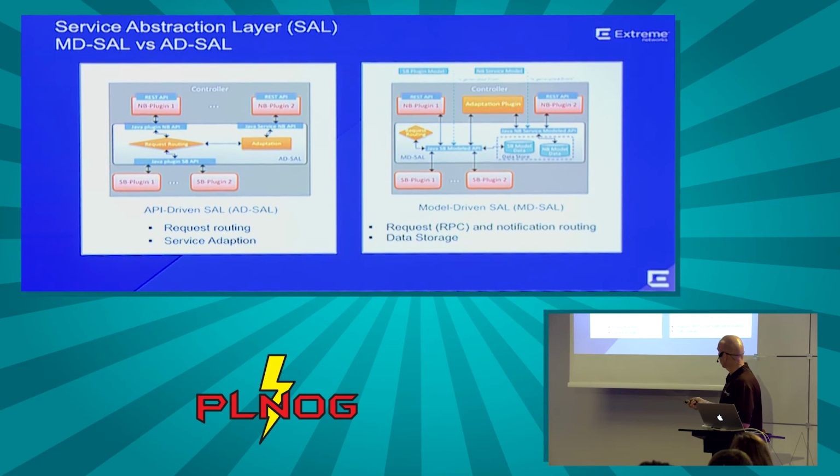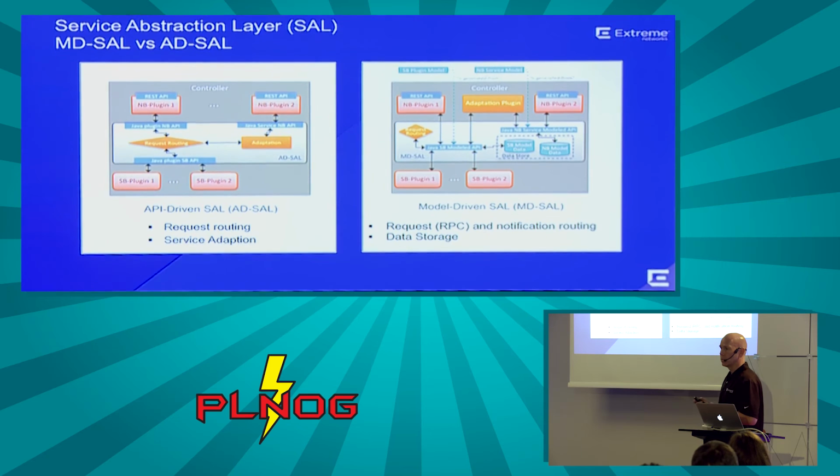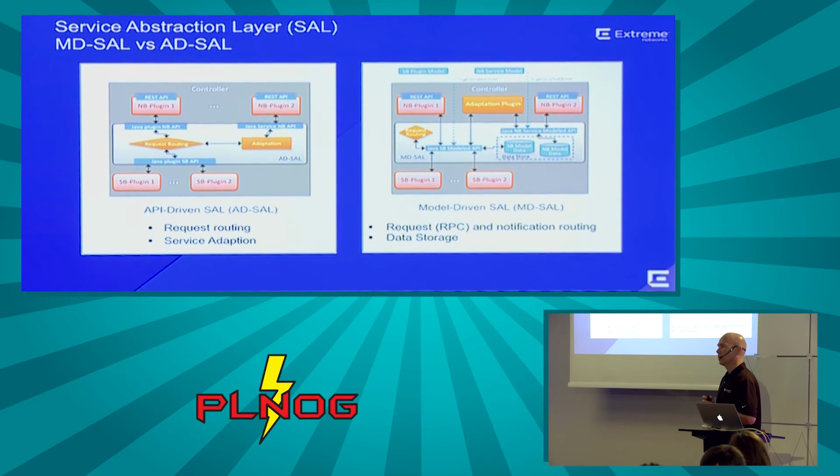So as you can see on a high level, if you compare this one, you have the request routing on the ADSL. On the MDSAL, you have the request routing with RPC calls and notification routing. So anything happening here will also be notifying what's going on here, compared to the ADSL. You have service adaptation here. You don't really have service adaptation as such on this one. You have a data store. So you always work against the data store or data tree. That's where everything is happening, glued together, so to speak.